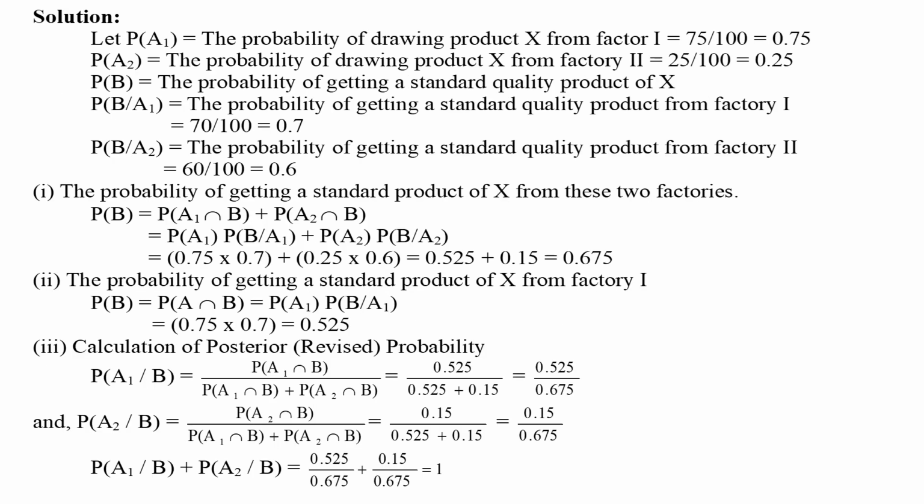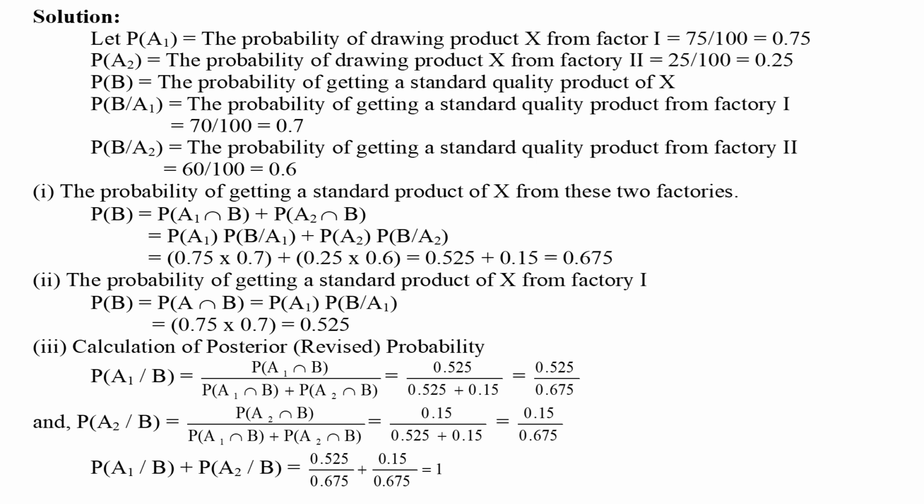Solution. Let P(A1) equals the probability of drawing product X from factory 1 equals 75/100 equals 0.75. P(A2) equals the probability of drawing product X from factory 2 equals 25/100 equals 0.25. P(B) equals the probability of getting a standard quality product of X. P(B|A1) equals the probability of getting a standard quality product from factory 1 equals 70/100 equals 0.7. P(B|A2) equals the probability of getting a standard quality product from factory 2 equals 60/100 equals 0.6.